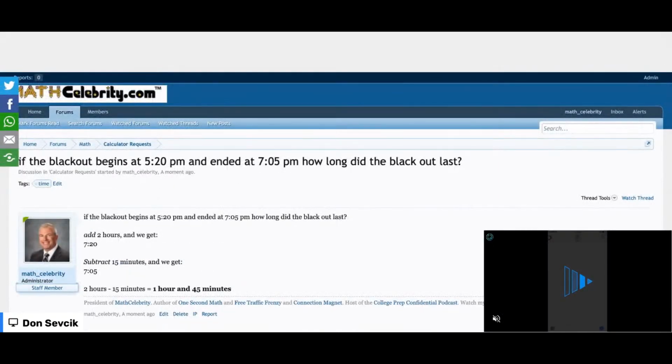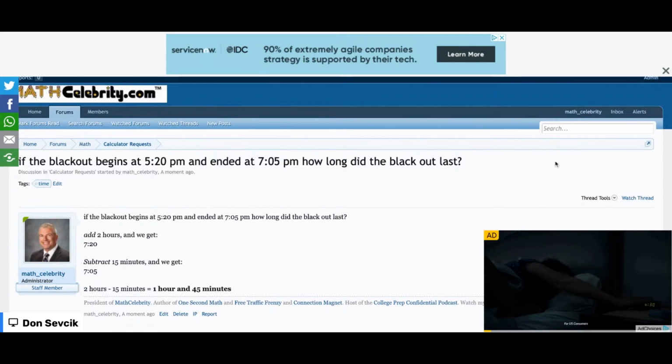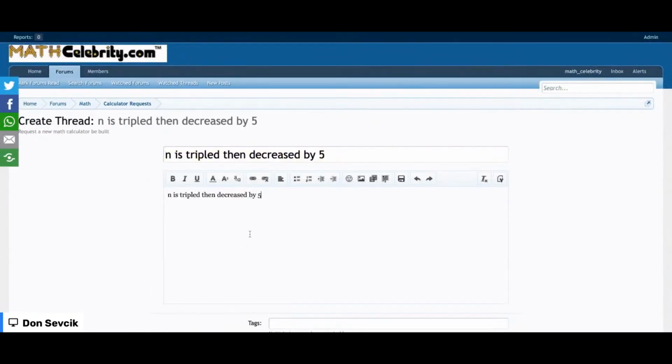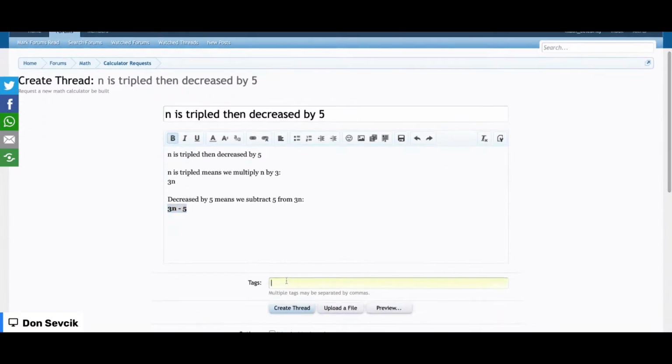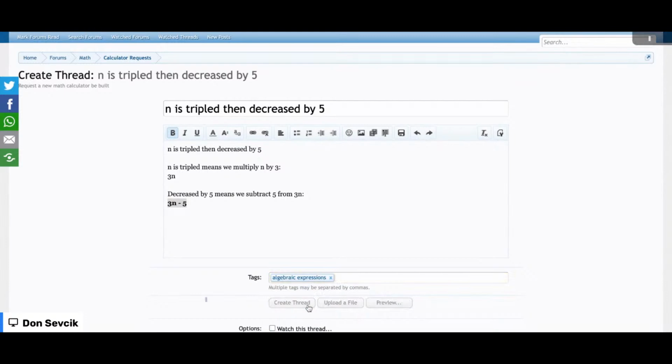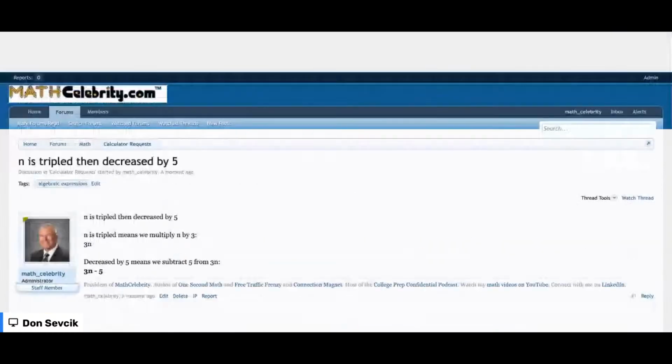Let's knock this one out since we're on the algebra kick. This is another algebraic expression. N is tripled means we multiply n by 3. Decreased by 5 means we subtract 5 from 3n. 3n minus 5. And that, my friends, is our algebraic expression and our answer. All right. Next.